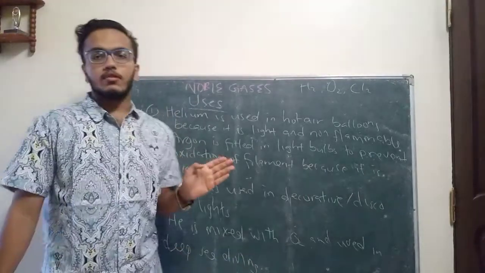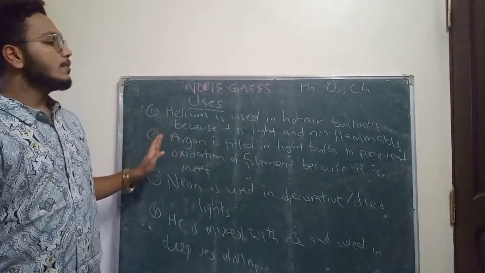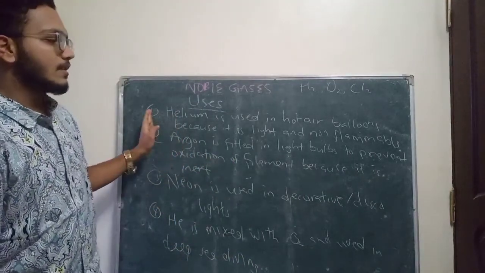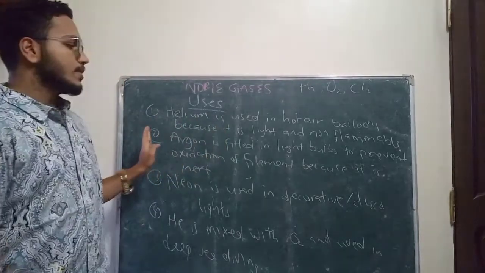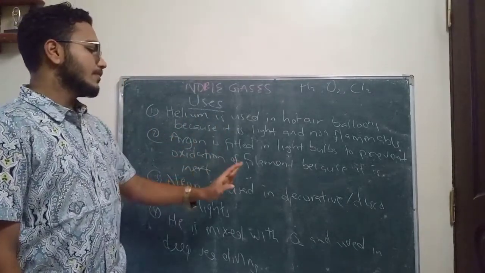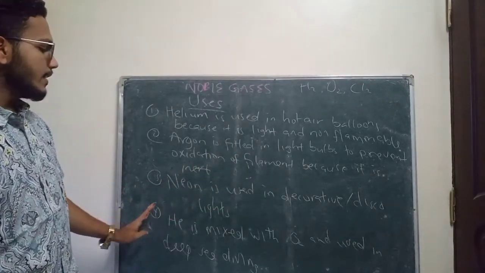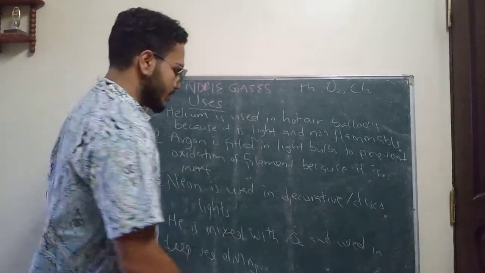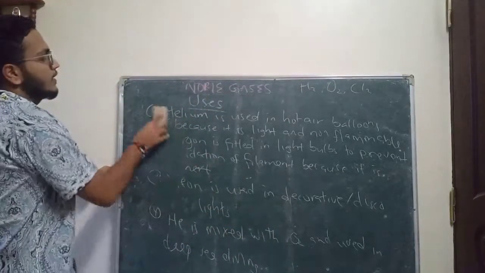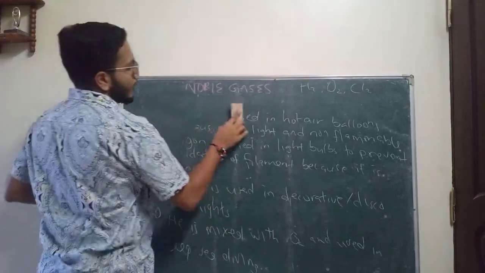So these are the uses of noble gases. Helium is used in hot air balloons because it is light and unflammable. Argon is fitted in light bulbs to prevent oxidation of the filament because it is inert. Neon is used in decorative lights. Helium is mixed with oxygen and used in deep sea diving. And that marks the end of noble gases.